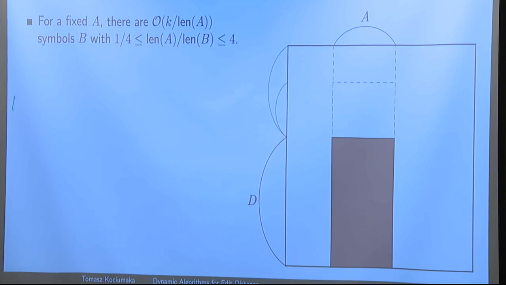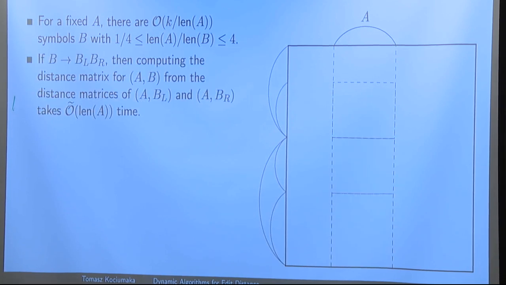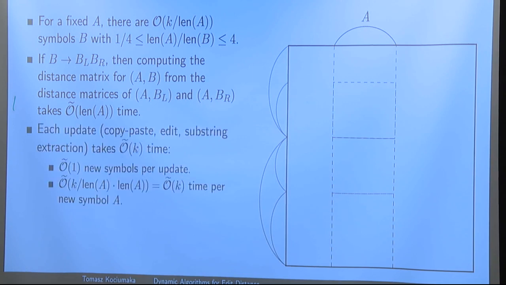So this means that for every symbol A, the number of symbols for which we compute the distance matrix of A and B is always bounded by the height of this big box, which is k in our application, divided by the length of A. Each of these symbols is of length roughly the length of A, up to a constant factor, and the coverage is also constant. For every position, it's contained in only constantly many such symbols. And for each of them, computing the matrix takes near linear time based on our distance matrix combine operation. All right.